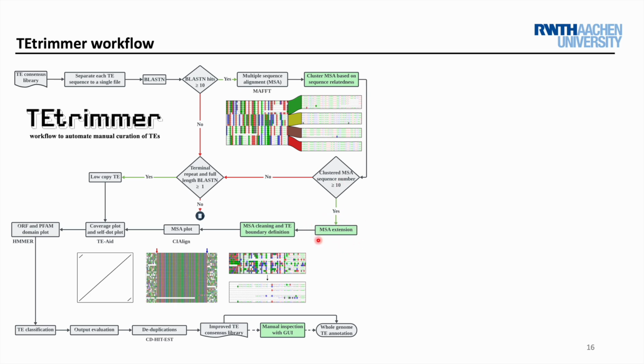Then it comes to extend the multiple sequence alignments. As we said before, this step can find the potential boundary for the transposable elements, and do multiple sequence alignment cleaning, and a series of plotting functions. TEtrimmer also provides a graphical user interface application to check and improve your results.